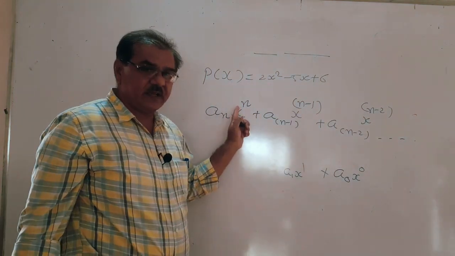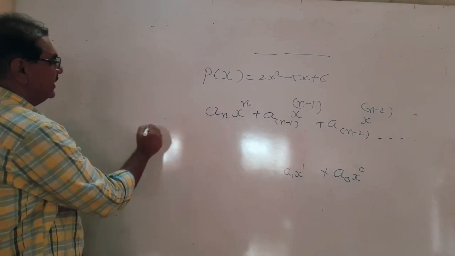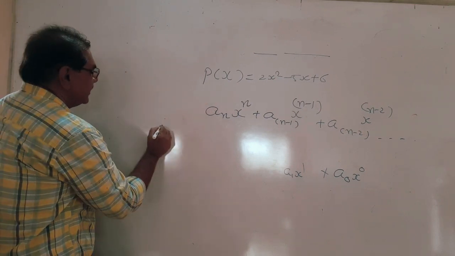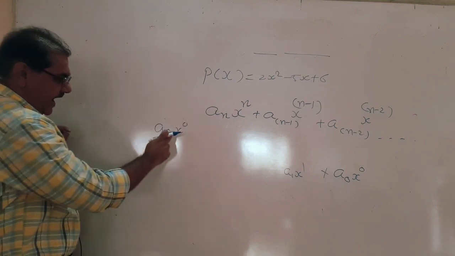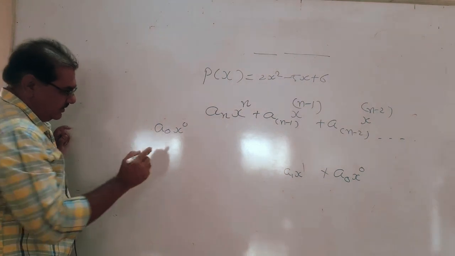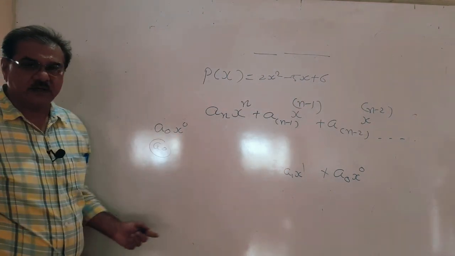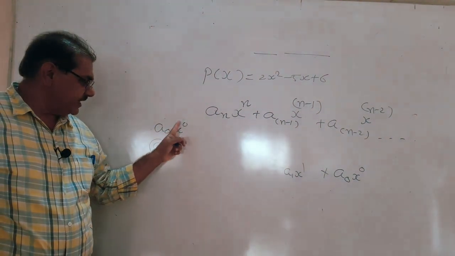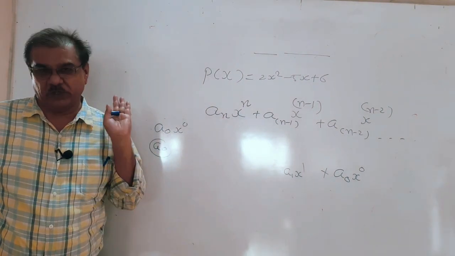Now suppose I take n is equal to 0, then what happens? First of all, I take a0 x raised to 0. Any number raised to 0 is 1. So it is ultimately a0. a0 is some real number. So such a polynomial in which the degree of the variable is 0 is called a constant polynomial.